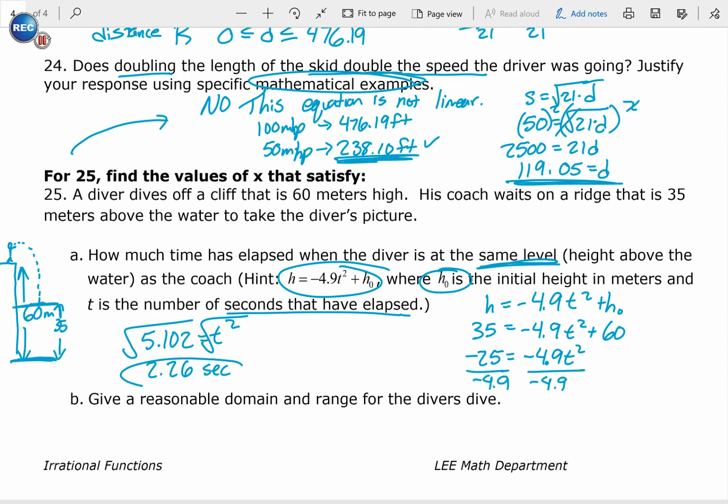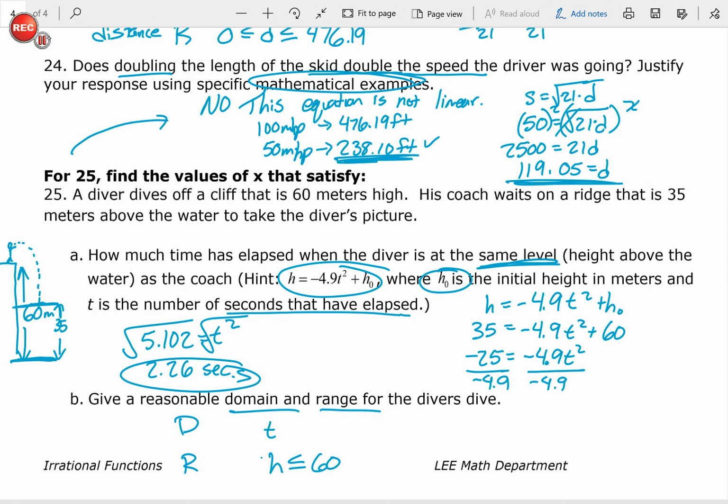So that's seconds. So give a reasonable domain and range for the diver's dive. So the domain on this one would be time. And our range, we're going to be talking about the height of the diver himself. The height is the easiest one to do, because the highest that he's going to dive from is 60 meters. You can kind of talk about it being 60.5 because he might jump up and then jump down. I understand that, but I'm going to say 60.